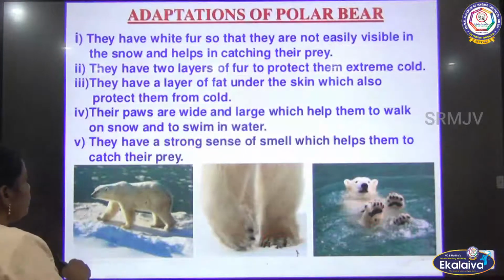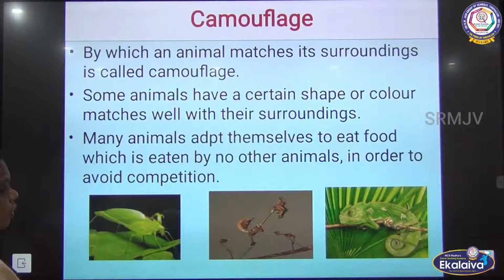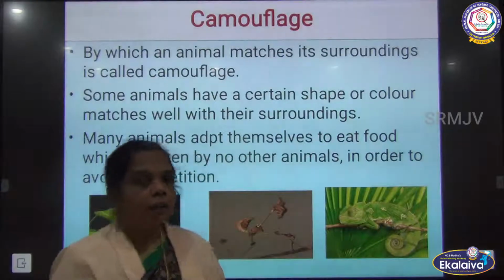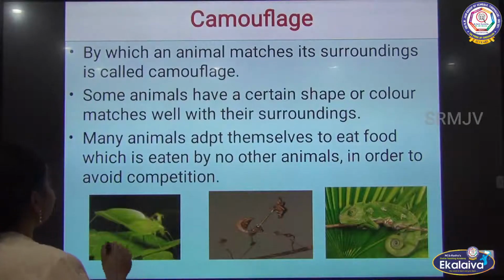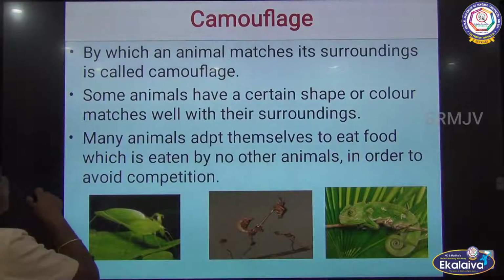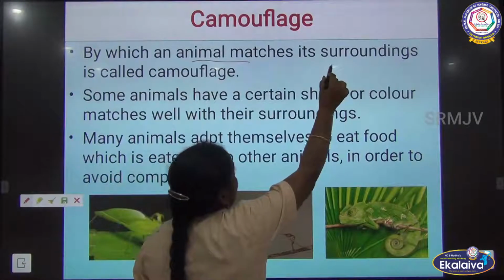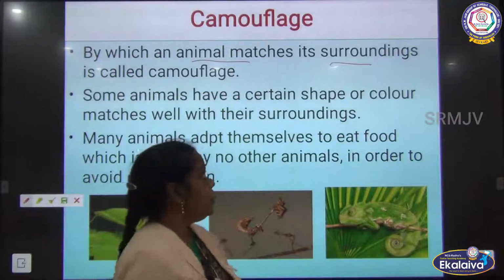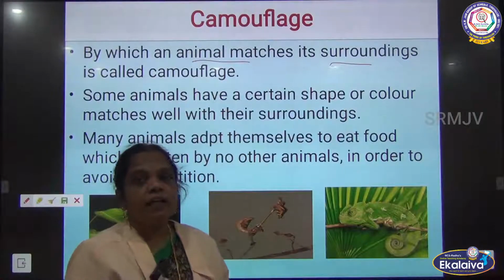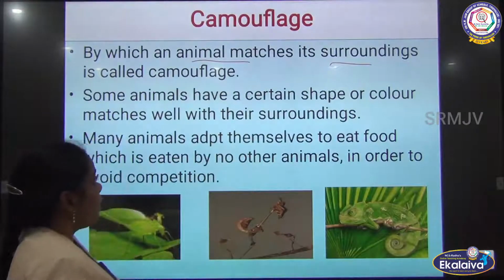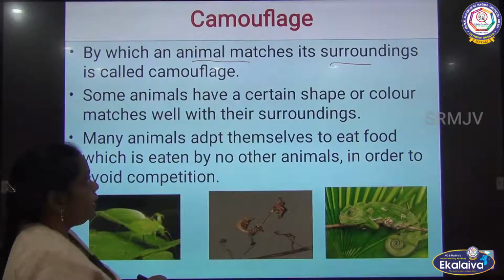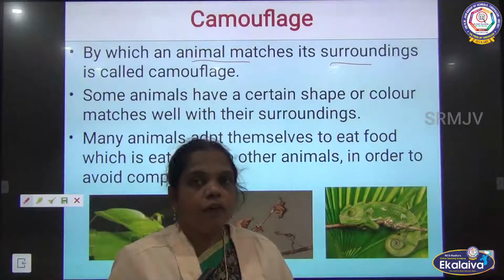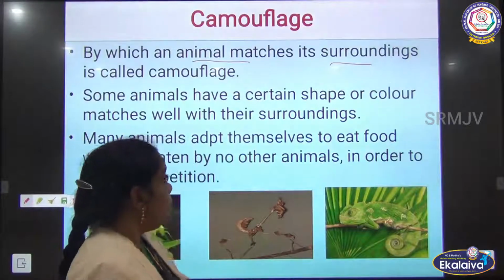And next we are going to see the next animal. The next type of adaptation is camouflage. In this, what happens? The animals match their surroundings, protecting themselves by adapting. Why do they want to match with the surroundings? Because in the habitat there are a large number of animals and birds, they have to share the food because of the competition for that food.